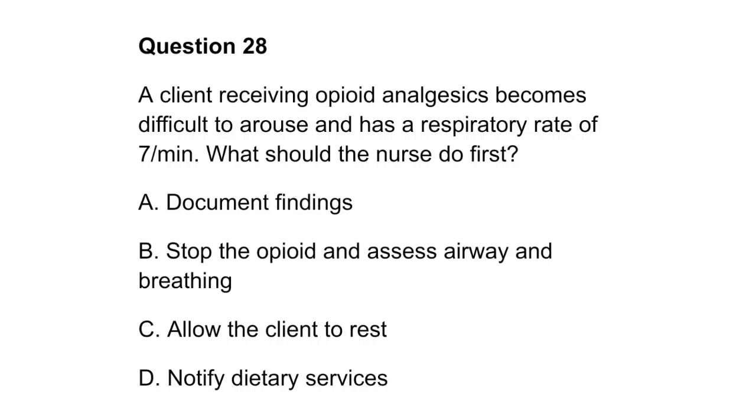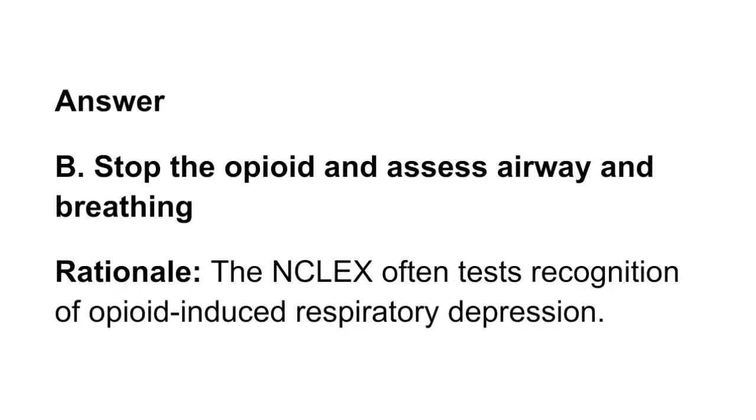A. Document findings. B. Stop the opioid and assess airway and breathing. C. Allow the client to rest. D. Notify dietary services. Answer: B. Stop the opioid and assess airway and breathing. Rationale: The NCLEX often tests recognition of opioid-induced respiratory depression.